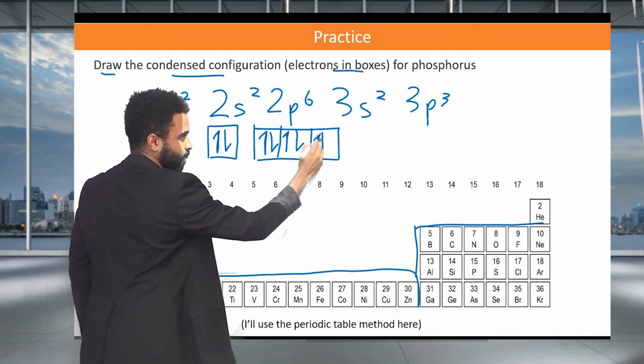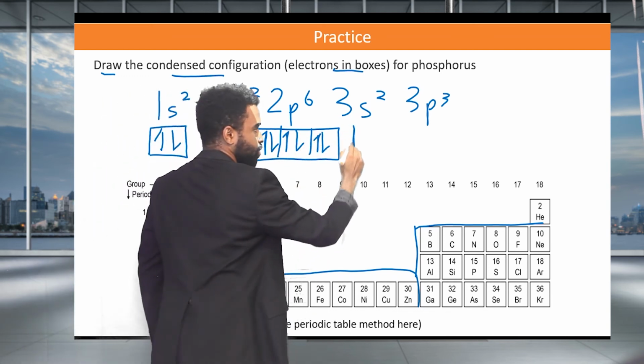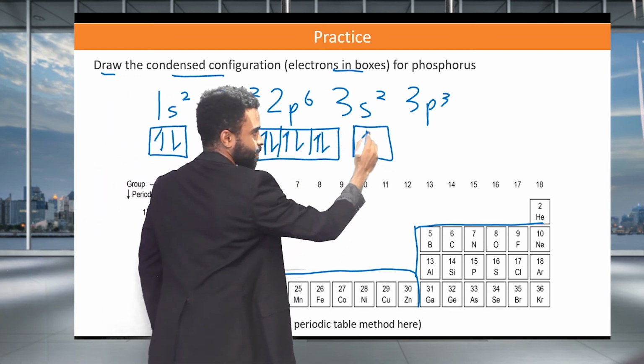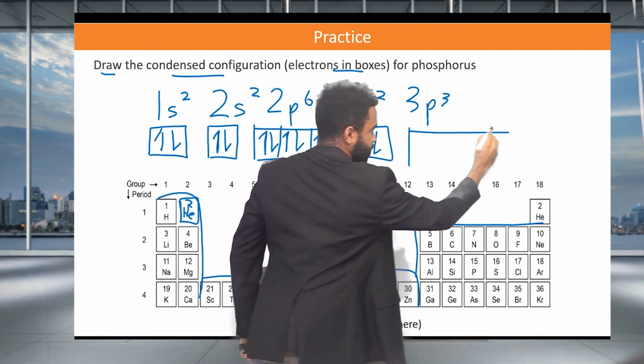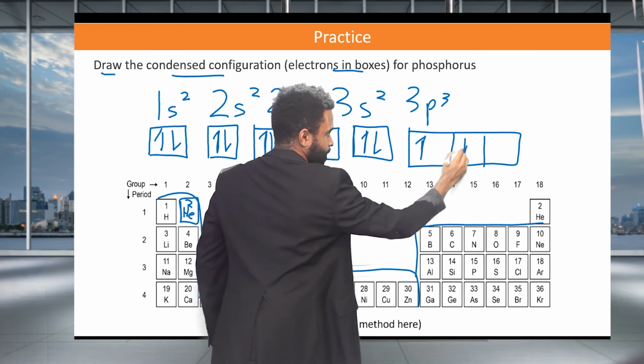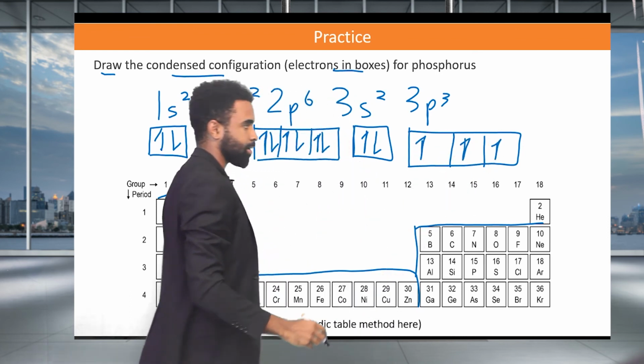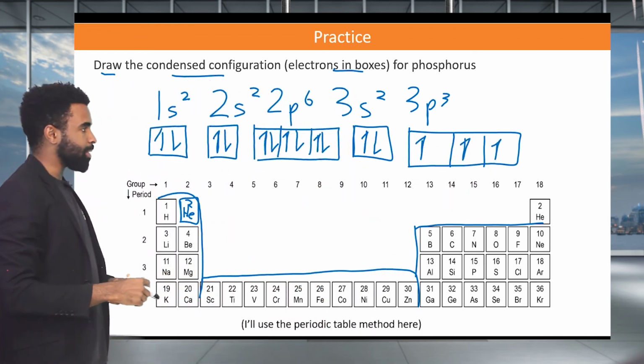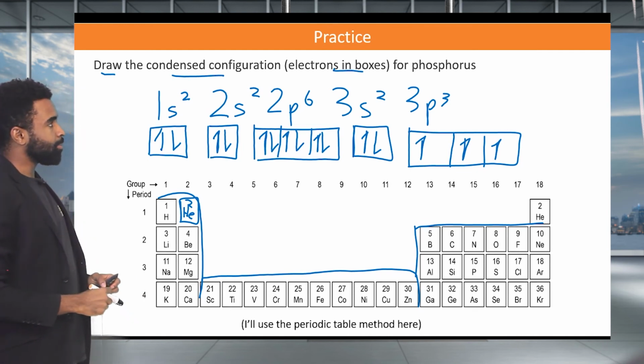Okay. And then 3s2 simply looks like that. 3p3 will look like that. You have to be careful to obey your Hund's rule. Okay. So we need to put them singly there, obeying Hund's rule of maximum multiplicity.